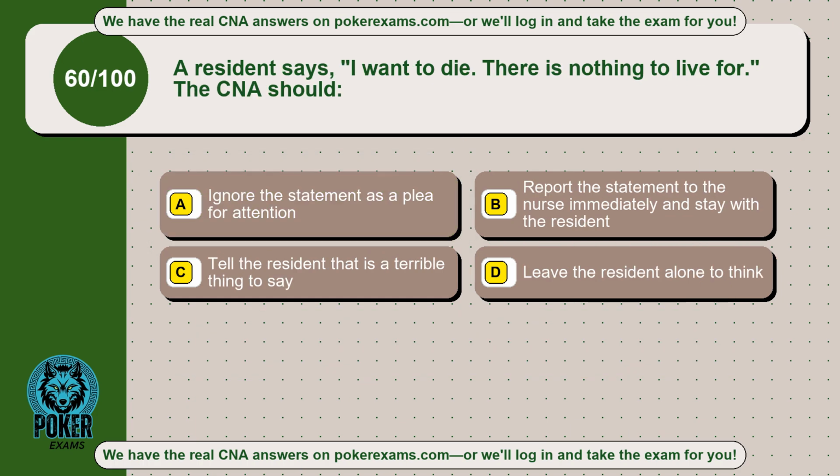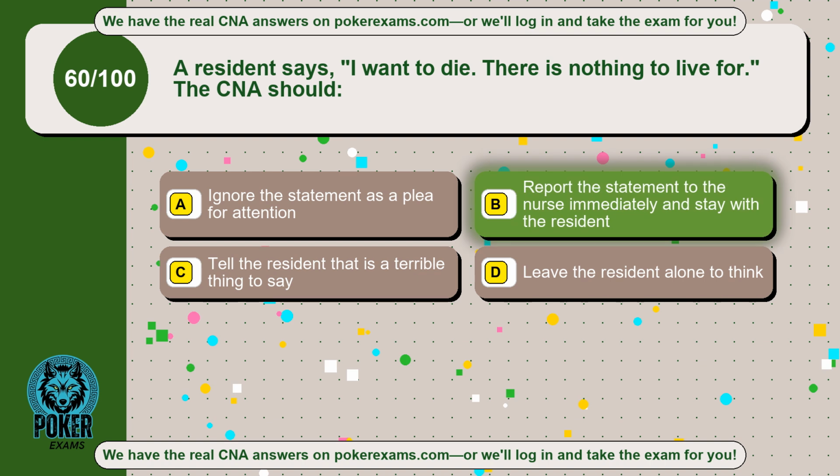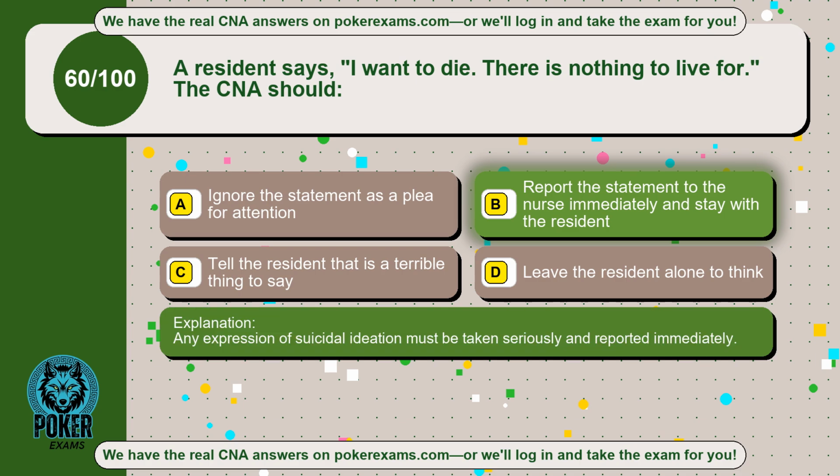Question 60. A resident says, "I want to die. There is nothing to live for." The CNA should: Option A, ignore the statement as a plea for attention. Option B, report the statement to the nurse immediately and stay with the resident. Option C, tell the resident that is a terrible thing to say. Option D, leave the resident alone to think. The correct answer is option B. Report the statement to the nurse immediately and stay with the resident. Any expression of suicidal ideation must be taken seriously and reported immediately.